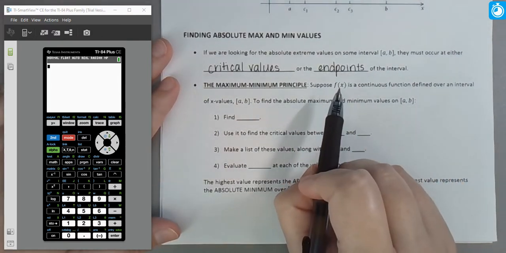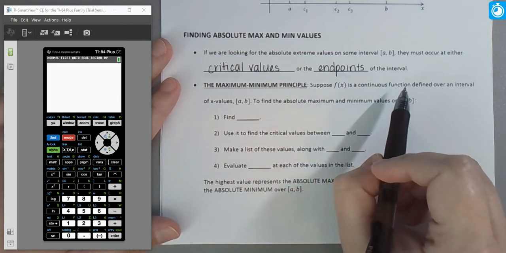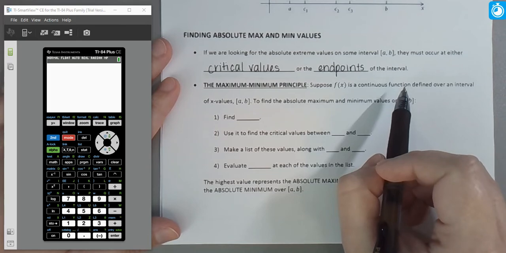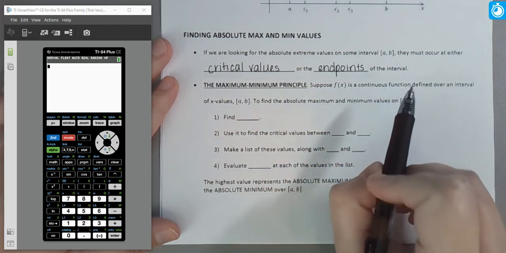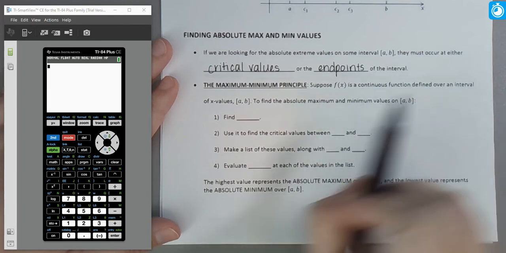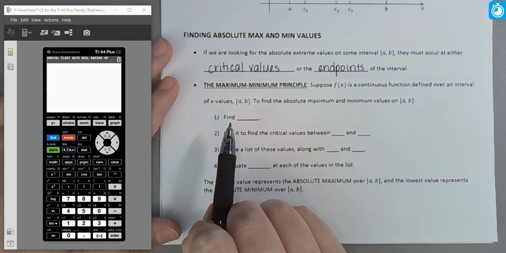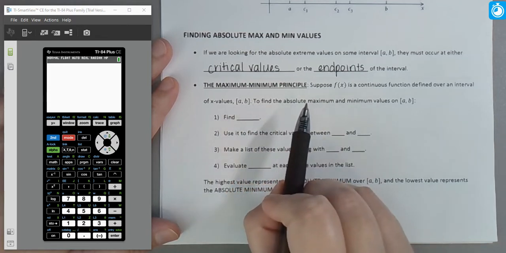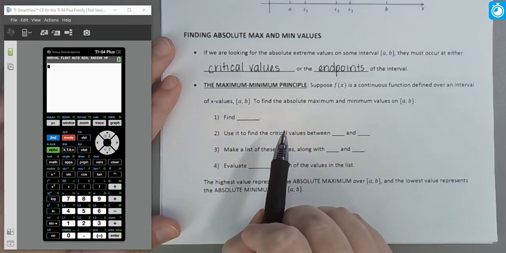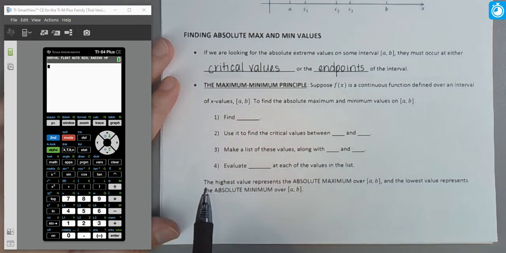So suppose our function f of x is a continuous function. We know what that means now. Think intuitively, just no breaks, no holes. You could draw the graph without lifting your pencil. So suppose our function is a continuous function defined over an interval of x values that we're going to call the interval a to b. So this just means all the x values from a to b, including a and b. So to find the absolute maximum and minimum values on that interval, we have a 4-step process.